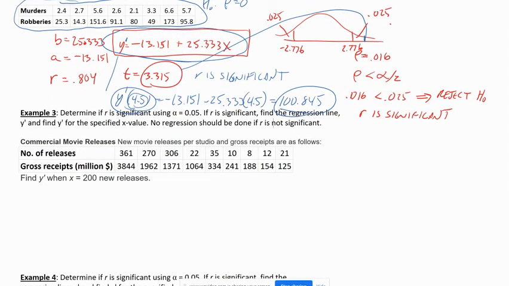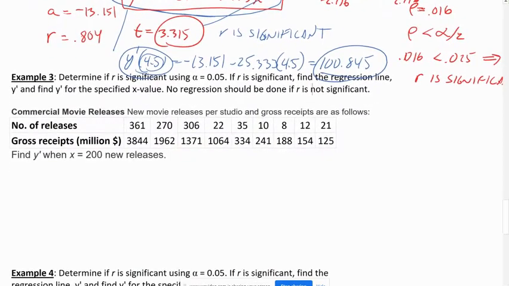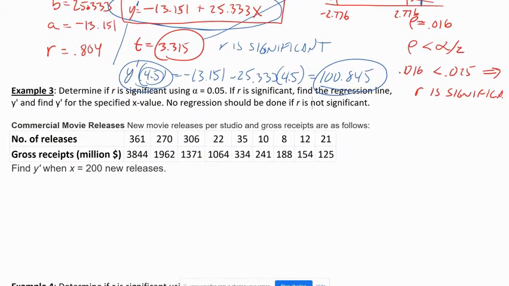Okay, so example 3 is very similar to that. So go ahead and pause your video and put in all this data in your calculator, and then under stat tests, you're going to do the linear regression t-test, and then use your results to decide if the data is significant, or if R is significant enough to say that the data is linear.